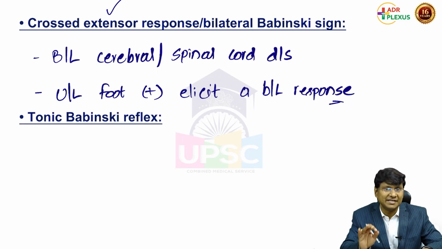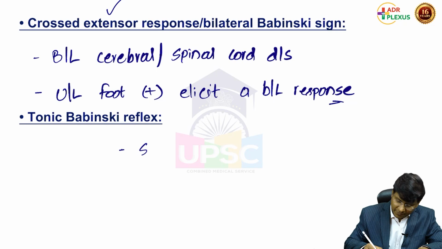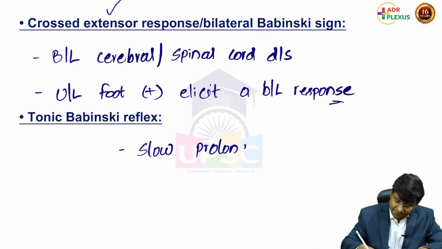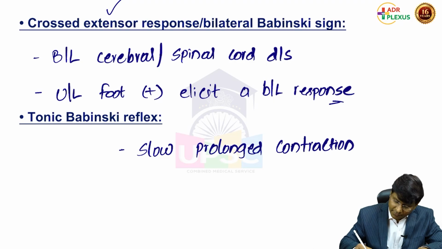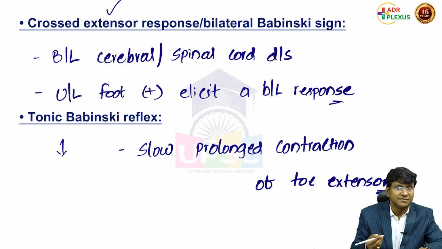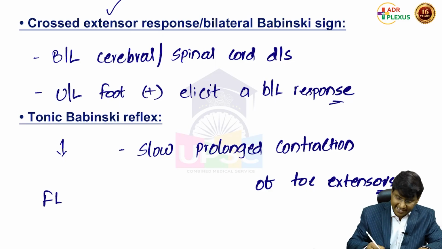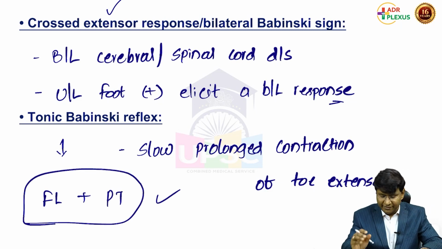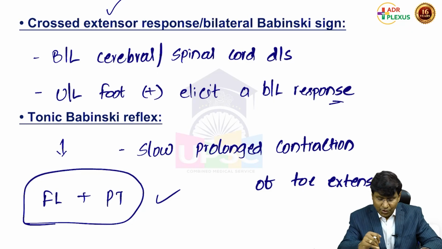Then what is Mcbarsky reflex? This is characterized by slow prolonged contraction of toe extensors. Okay, so this is what is your reflex. So this reflex, where do you observe? You observe that in patients with combined frontal lobe and as well as the pyramidal tract lesions, right? So in cases of combined frontal lobe and pyramidal tract lesion, you have the presence of this reflex.